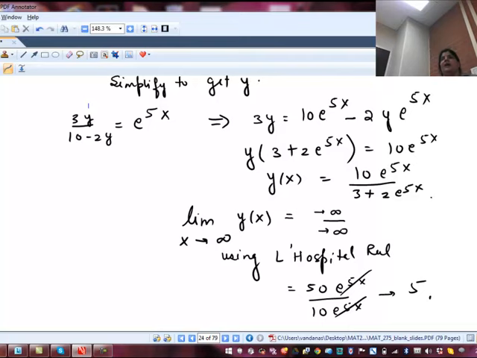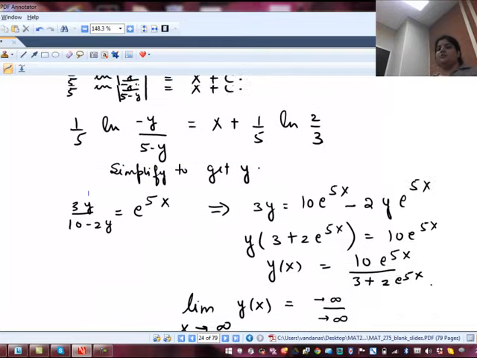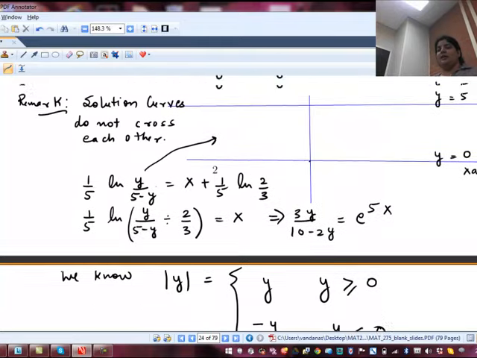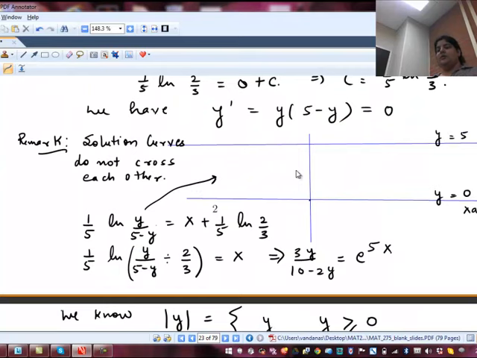So y of x will approach 5, the curve. So this solution curve which will lie between this region has to go towards 5. So it will be like touching like this. It will be going closer and closer to 5 here.